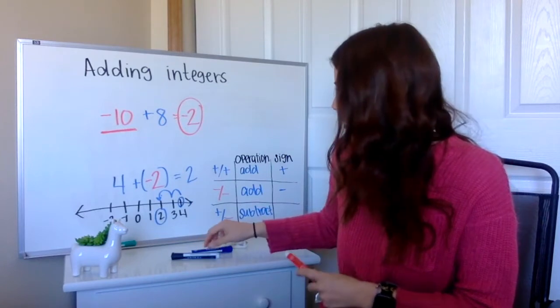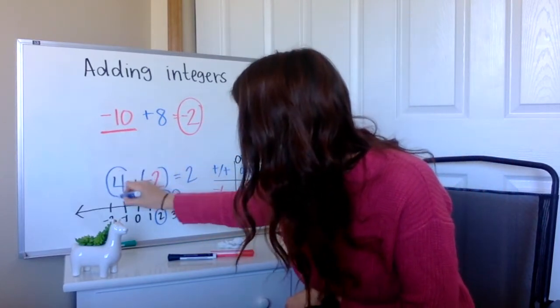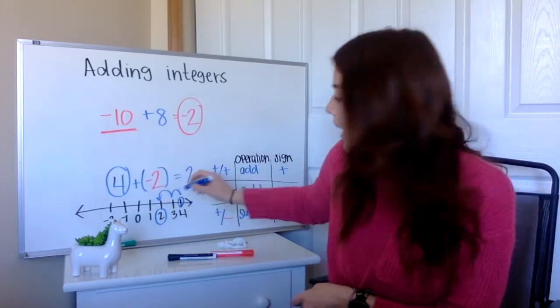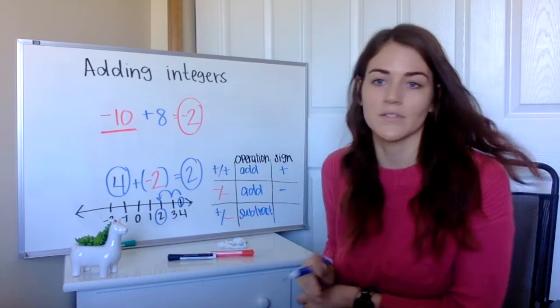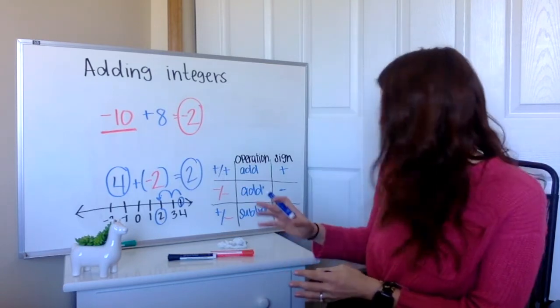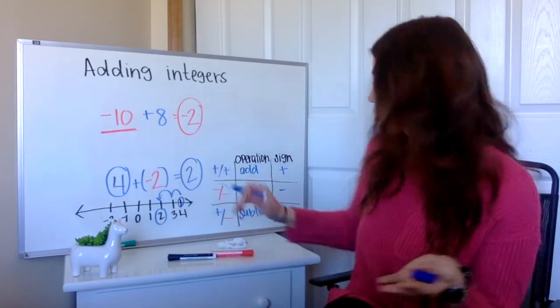Same thing down here, except this time we have more positives. We have 4 positives and only 2 negatives. So when they cancel out, we're going to have positives left. So a nice little rule we can come up with is you're going to take your larger number and your smaller number and you're going to subtract them.